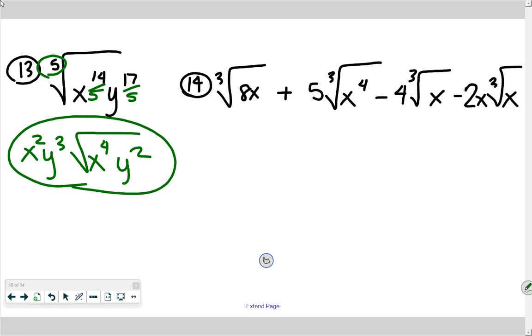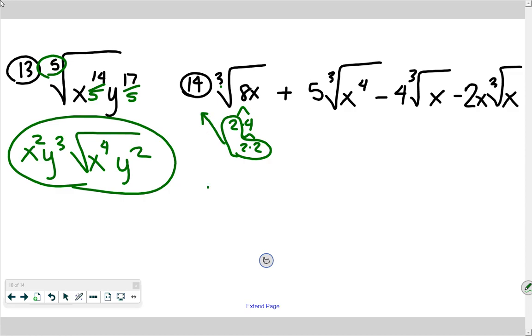Okay, so now this next one, well, they're all cubes. So we have to break them down first and then look for any like terms. So I'm looking for 3 of something. All of these are 3 of something, not squares. So if I break down 8, it's 2 and 4 and 2 and 2. So 8 is a perfect cube because there's 3 of them.